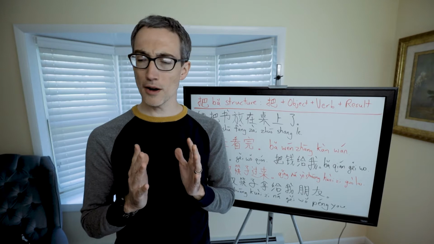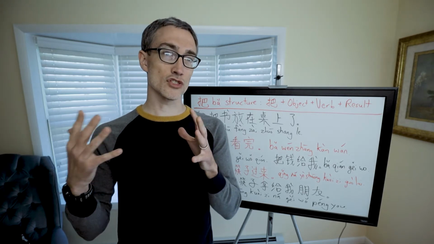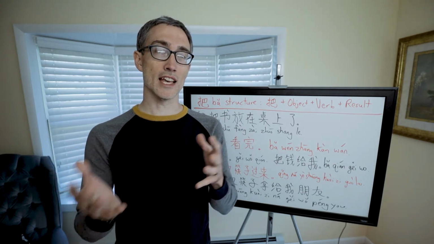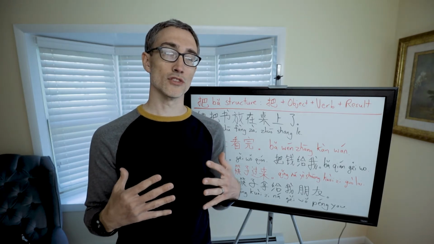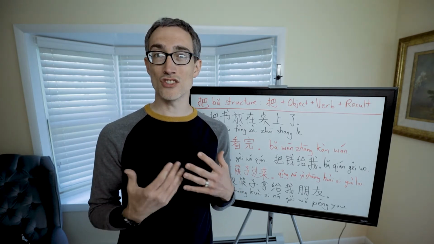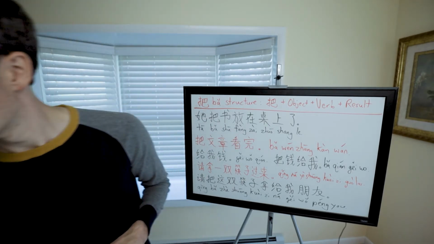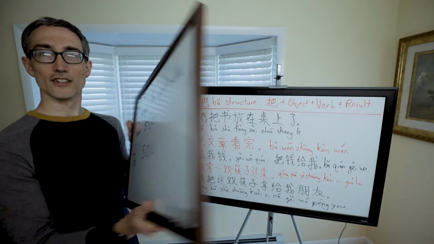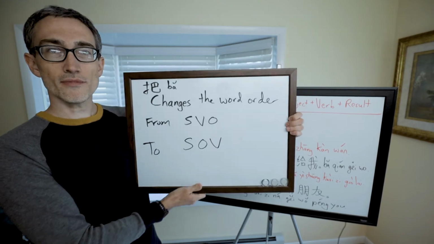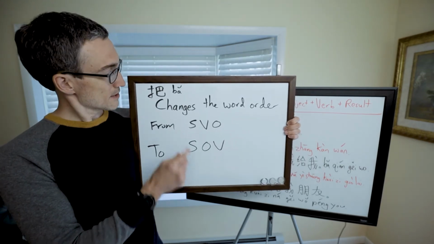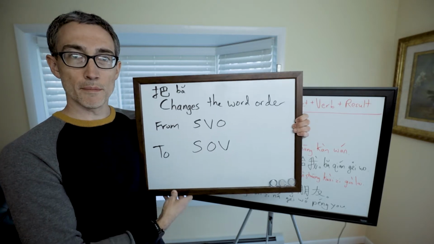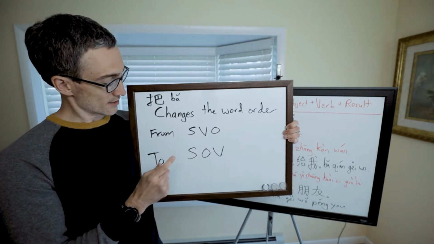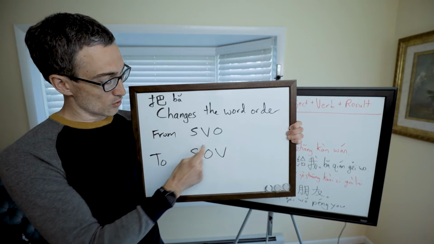So let's start with just describing what it is, some examples of using it, and then in the second half of the video, I'll jump into what does it mean? How does it change the emphasis of the sentence? Let me show you this little guy right here to start off. And this says ba. It changes the basic word order of the sentence from SVO to SOV.